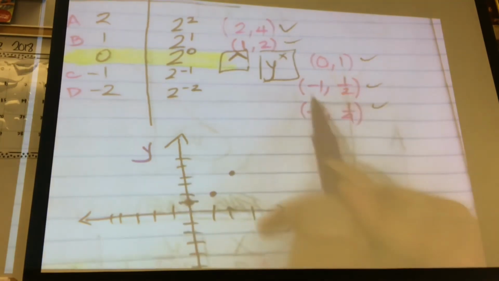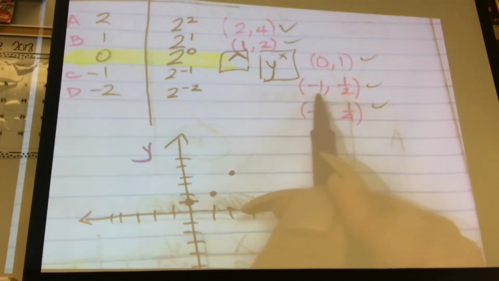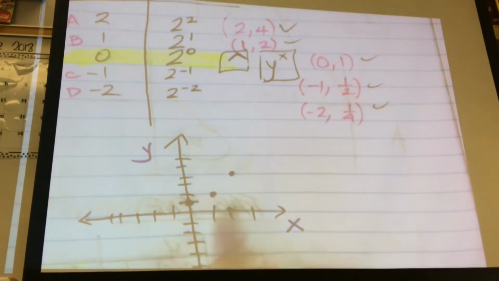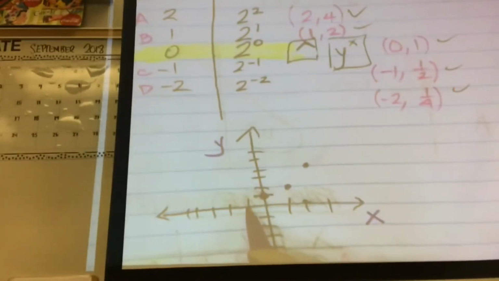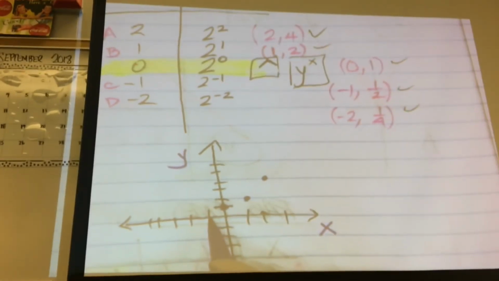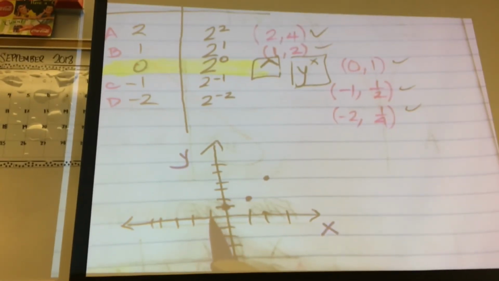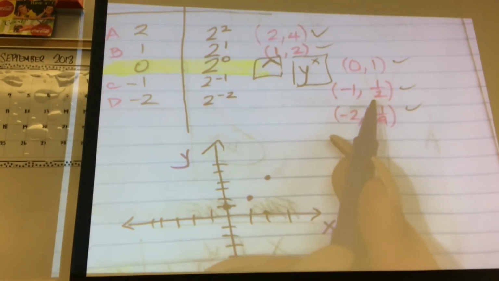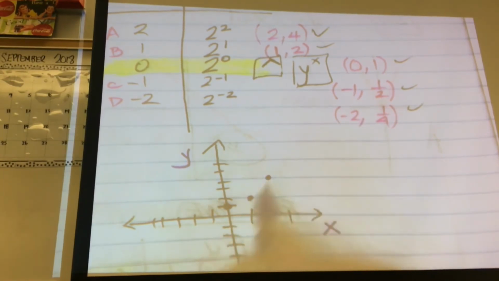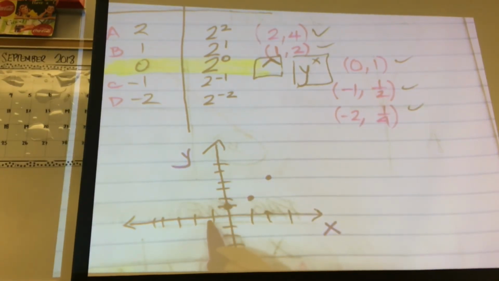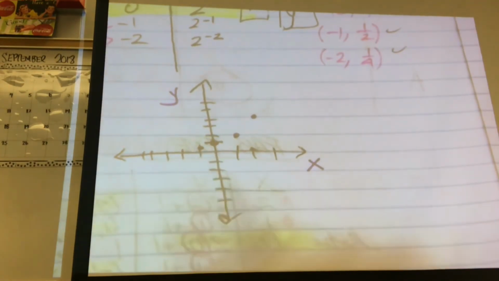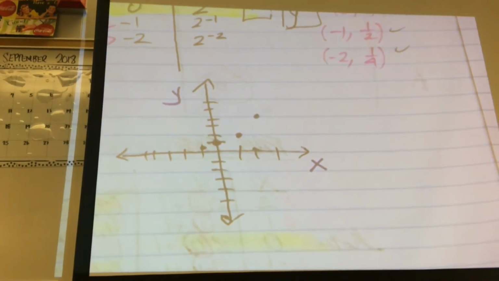Steven, help me graph -1, 1/2. Which direction do I go now? Go to the left, and then go up how much? Is the 1/2 positive or negative? Okay, so you're going to go left 1, up 1/2, not even a whole 1. Not even a whole, just halfway. Don't let me lose you, baby. 1/4 or 1/2? 1/2. We're about to do 1/4 right now.